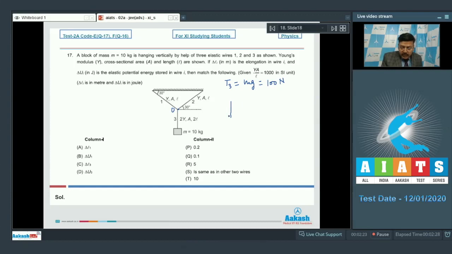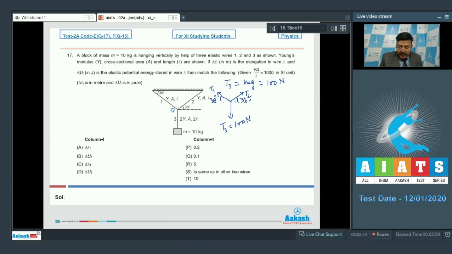If I look at O, there is force T3, which is 100 Newton, and this is the horizontal line, this is T2, and this angle is 30 degree. Similarly, this is T1, and this angle is also 30 degree. So T3 we already know, it's 100 Newton.